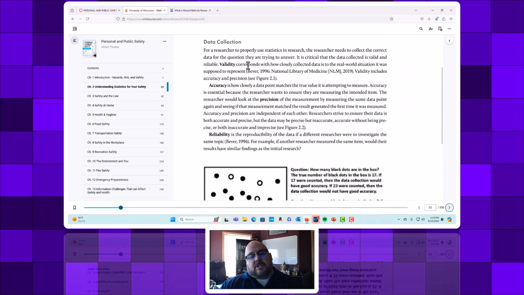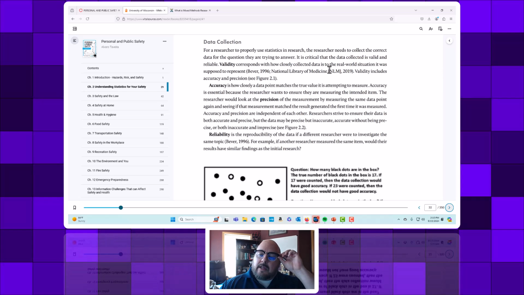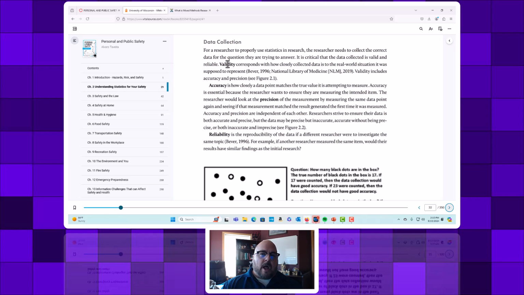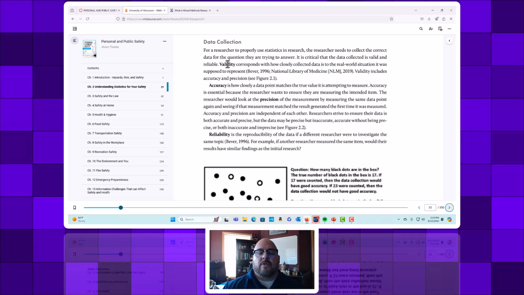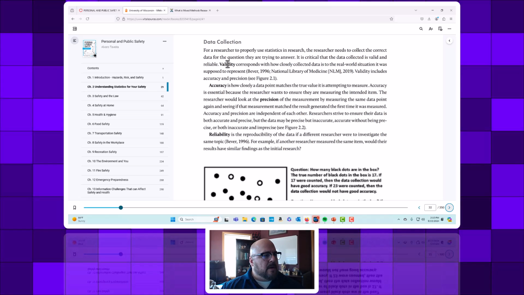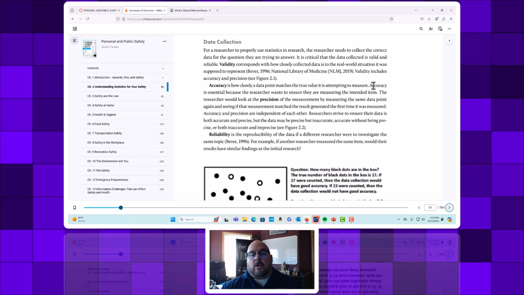Data collection, there are some terms I do want you to know. Validity corresponds to how closely data collected is to the real-world situation it was supposed to represent. I had brought up the term construct and face validity before. There are different sub-headings, sub-considerations of validity, but the big one is how close it is to the real world.